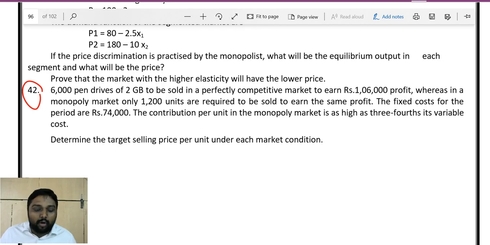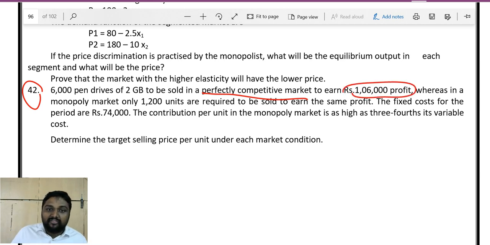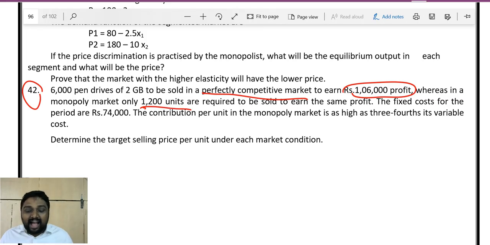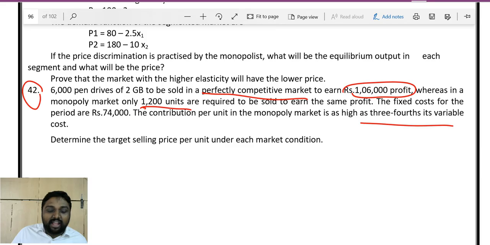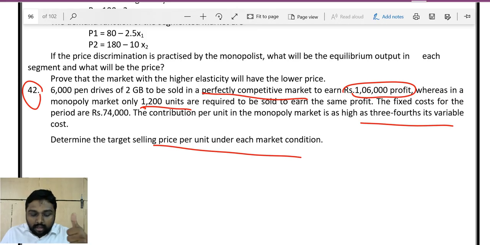6,000 pen drives of 2 GB are to be sold in a perfectly competitive market to earn a profit of 1 lakh 6,000. Whereas in the monopoly market, only 1,200 units are required to be sold to earn the same profit. Fixed cost for the period is 74,000. Contribution per unit in the monopoly is as high as 3/4 of its variable cost. Determine the target selling price under each of the markets.